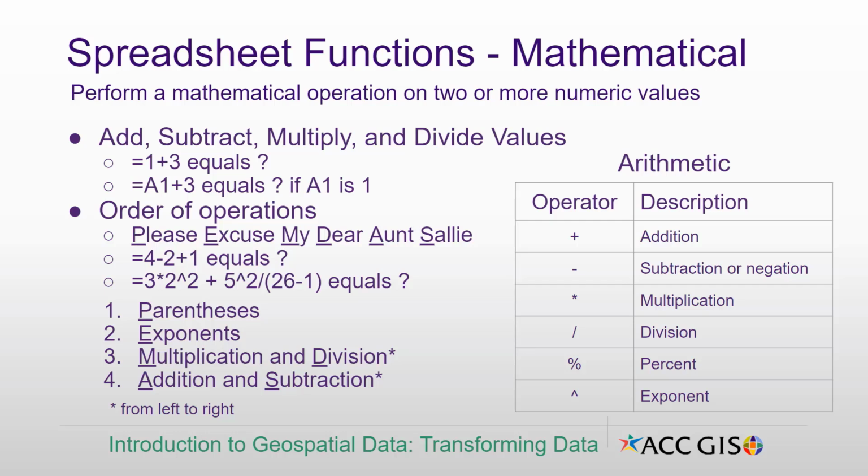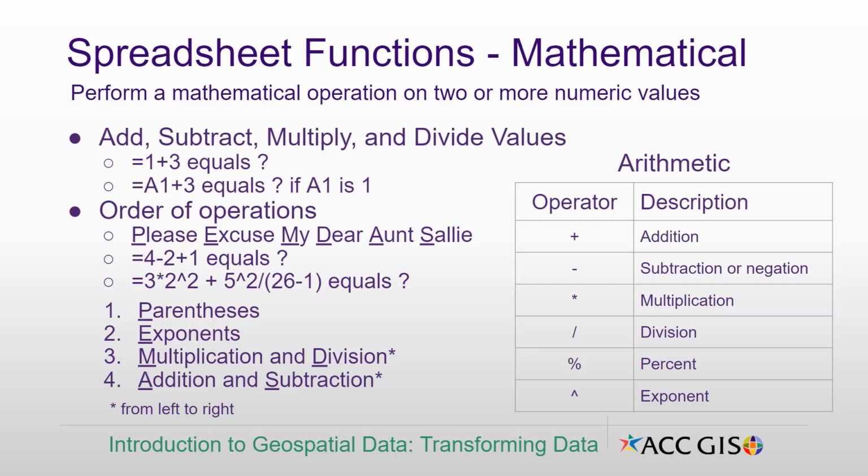In the next example, which is more complex, we have parentheses, we have exponents, we have addition, for example, and multiplication. And so we have to utilize the order of operations as they apply in a spreadsheet. So parentheses first. So 26 minus 1 equals 25. Next is exponents. And so if we take the first exponent, that's 2 to the power of 2, which is 2 times 2 is 4. And then the second exponent, which is 5 to the power of 2, which is 5 times 5 is 25.